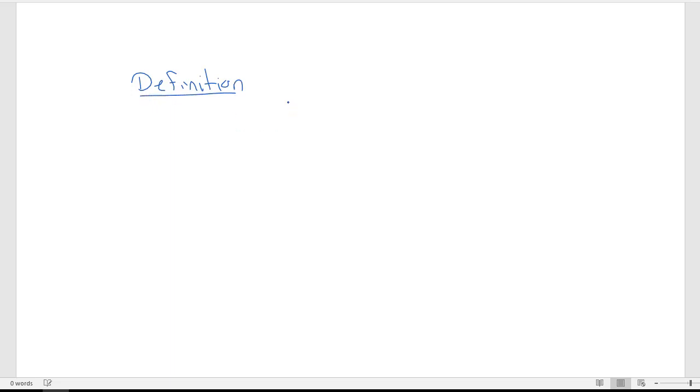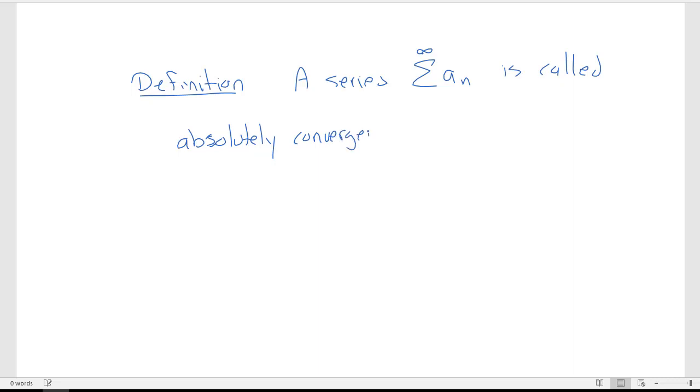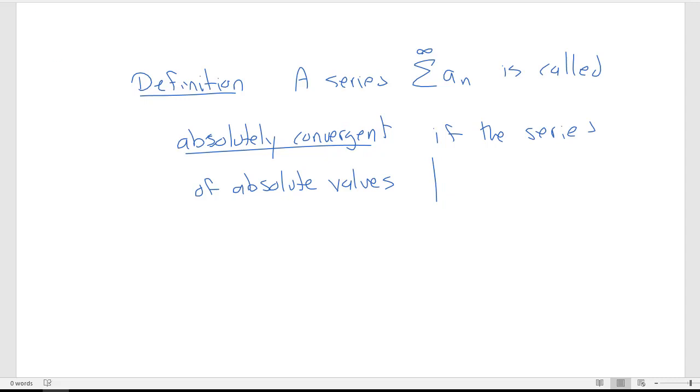Our definition says that an infinite series, and we're just looking at a generic term, is called absolutely convergent. This is the term that we're defining: absolutely convergent, or absolute convergence. A series is absolutely convergent if the series of absolute values of terms converges. In other words, we're going to look at the series, the sum of a sub n, and consider the absolute value of the terms. If this series is convergent, then we call the series itself absolutely convergent.